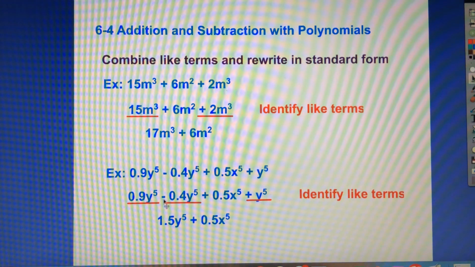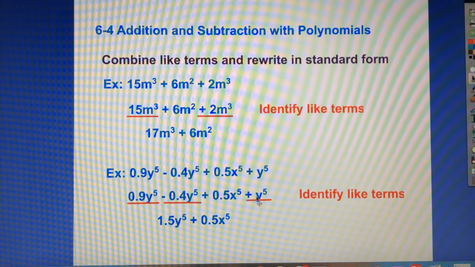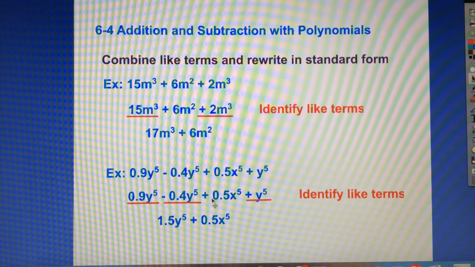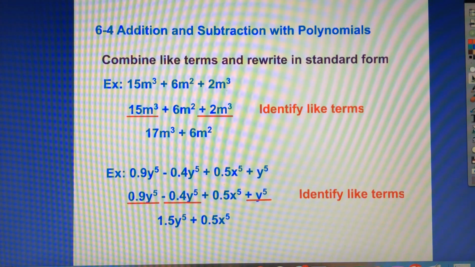0.9 minus, I have a negative 0.4. And then here, what's in front of that y that you can't see? The invisible 1. When I combine all that together, I get 1.5y to the fifth. I bring down my 0.5x to the fifth. They both have a degree of 5, so you can leave them in whichever order you prefer.